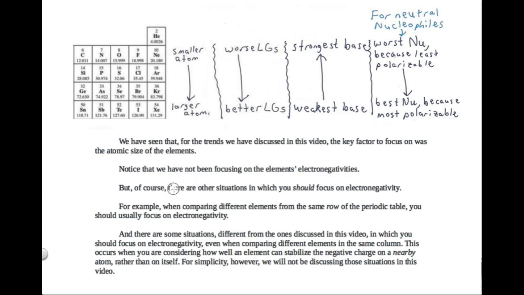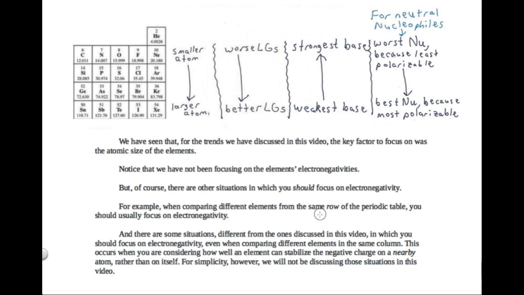But, of course, there are other situations in which you should focus on electronegativity. For example, when you're comparing different elements from the same row of the periodic table, in that situation, you usually should focus on the element's electronegativity. Now, in this video, I've focused on comparing leaving groups, bases, and nucleophiles with elements from the same column of the periodic table, simply because that tends to be more frequently tested than comparing them with elements from the same row of the periodic table.